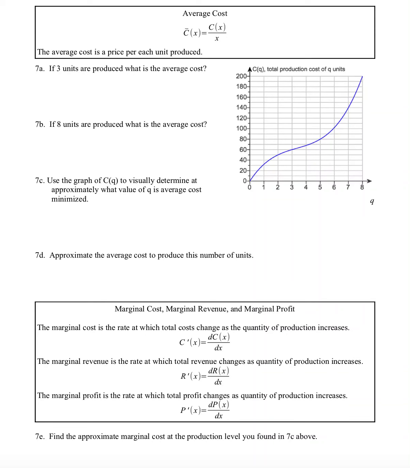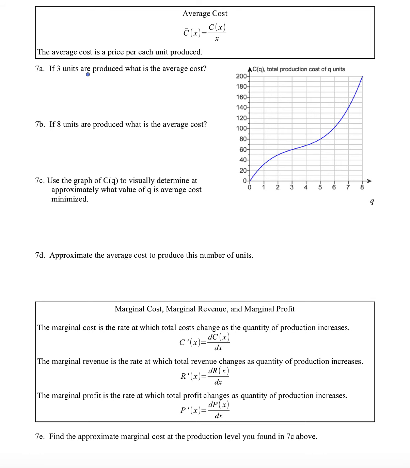This video is about average cost. The average cost function is going to be the cost function divided by the number of units produced. It's a price per unit. In this particular problem, no formula is given, so we'll calculate it in the same way that we would have calculated an average slope.